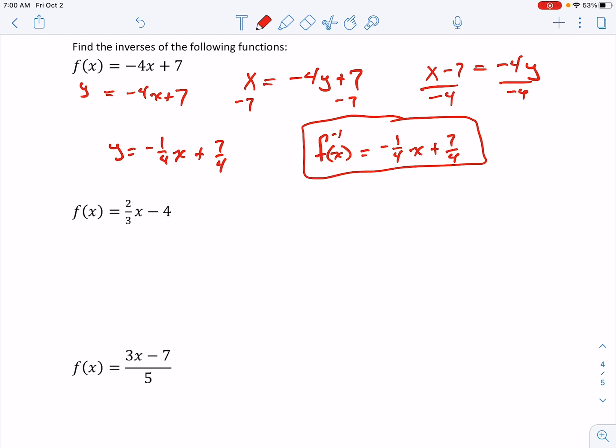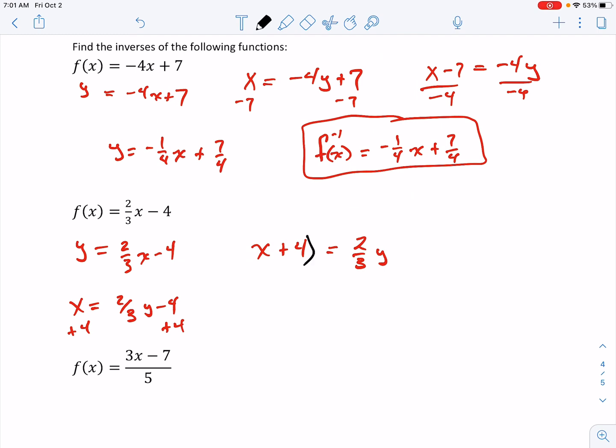Okay, once again, we're going to change f of x to y. We're going to switch x and y. Now solve for y. So I'm going to add 4 to both sides. Next I need to divide both sides by 2/3. When you divide fractions, it's the same as flipping and multiplying. So I'm going to multiply both sides of the equation by 3/2.